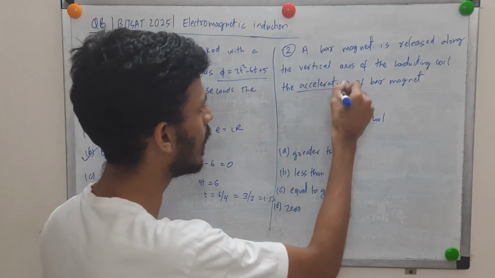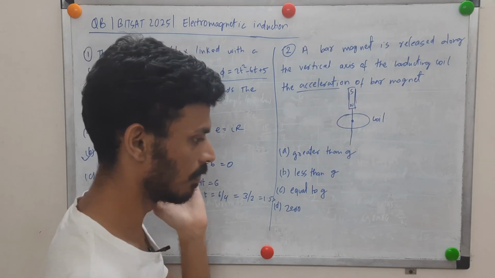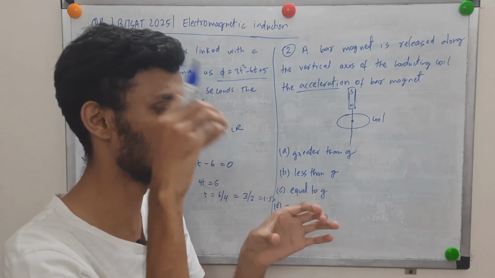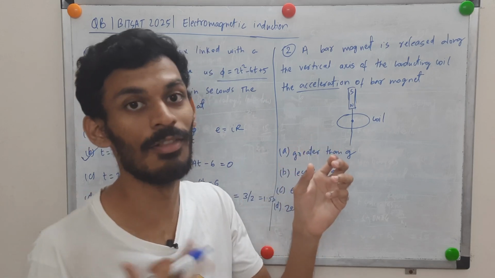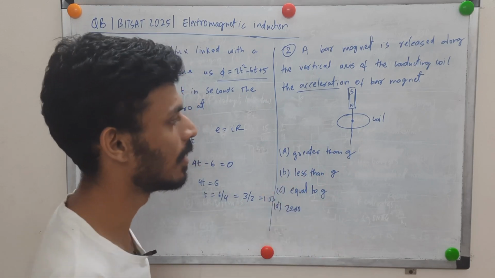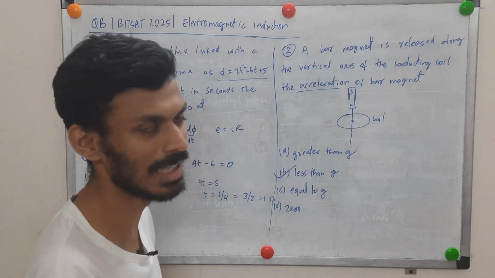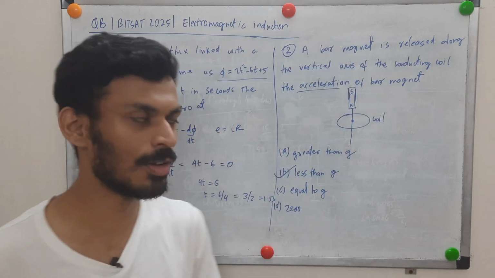You are supposed to comment on the acceleration. What will happen to the acceleration of this magnet? You might have seen certain experiments on YouTube wherein they drop certain ball from a rod, and it takes a while to drop, right? This is in fact the concept that will be used here. If you know those types of video, it's surely less than g. Then let's find out the reason for it.